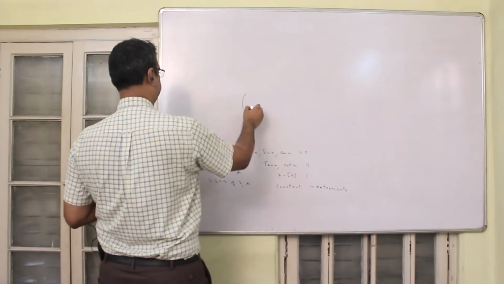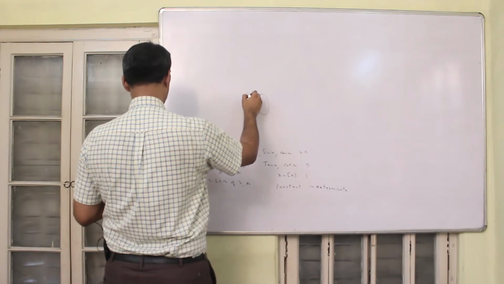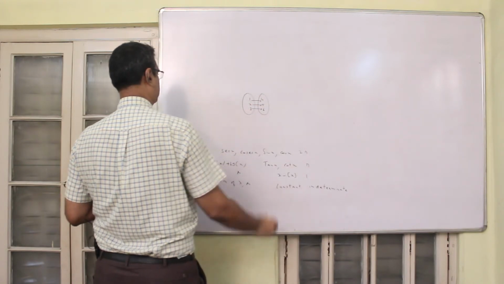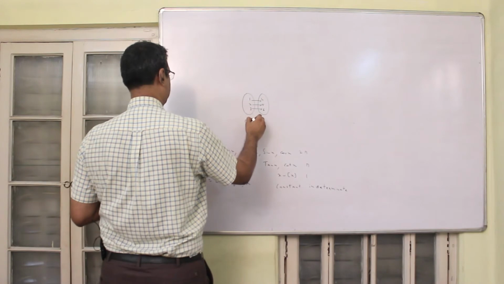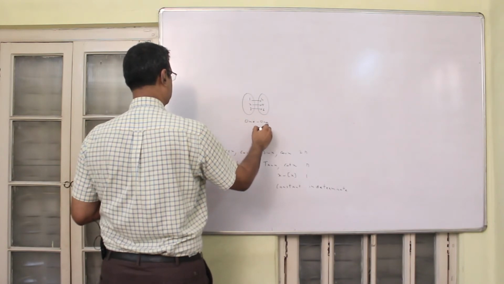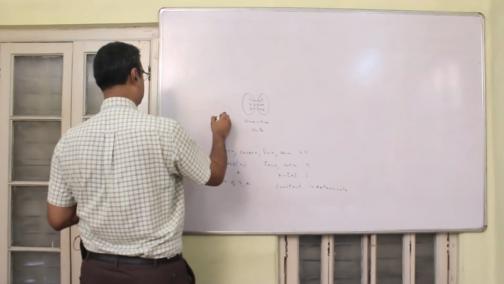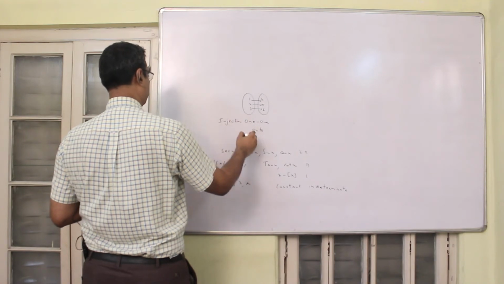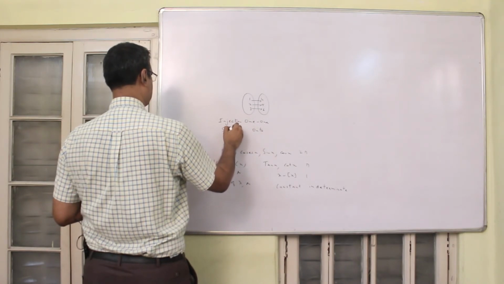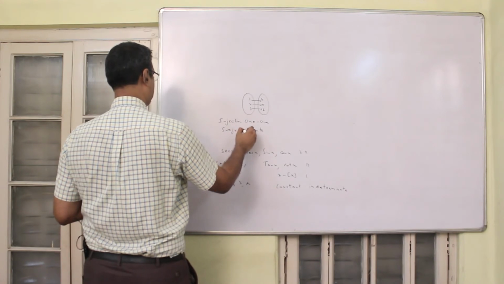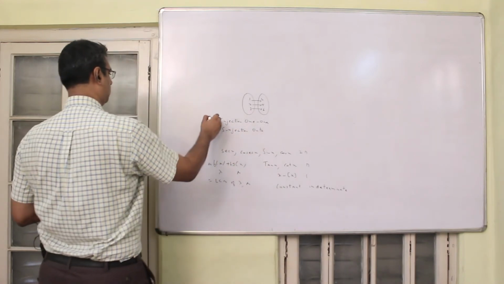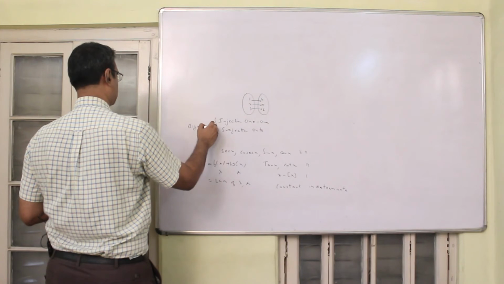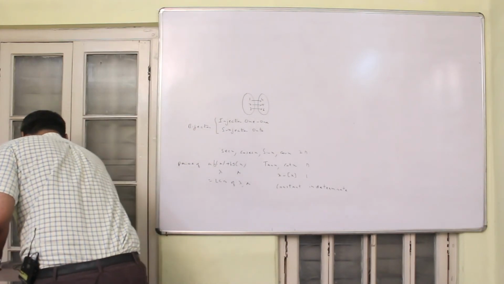Now we come to types of functions. This function is defined as one-to-one onto. Any one-to-one function is also called an injection. Any onto function is called a surjection. And a function which is both one-to-one and onto is called a bijection.